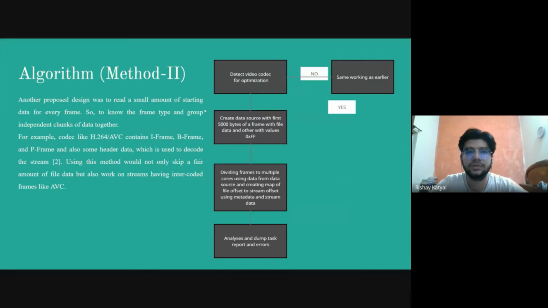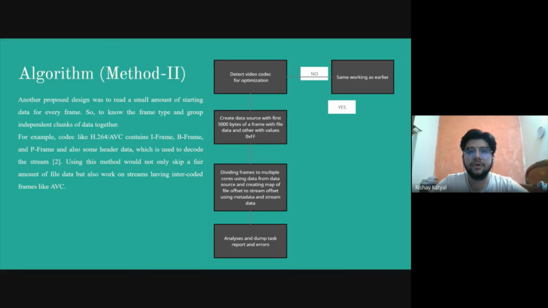The second method works on codecs like HEVC and AVC. Codecs like HEVC and AVC contain I frames, B frames, and P frames, also known as inter-coded frames. In a P frame, the frame is dependent on the previous frame, and a B frame is one in which the frame is dependent not only on previous but also on the next frames. So file reading for these files can't be done using metadata. What we do is first read the first 5,000 or 10,000 bytes of data, because it contains specific header values that we need for decoding the frames.